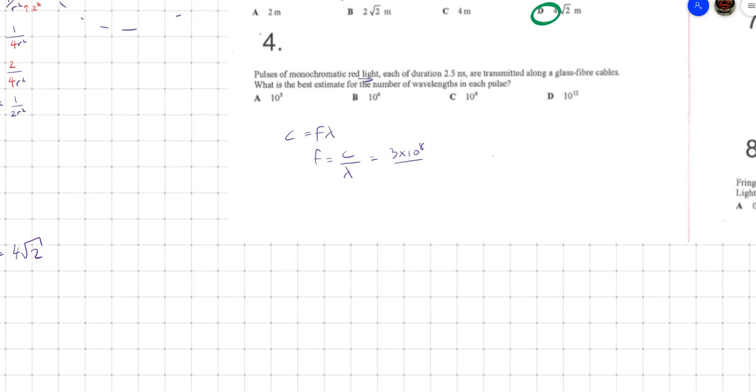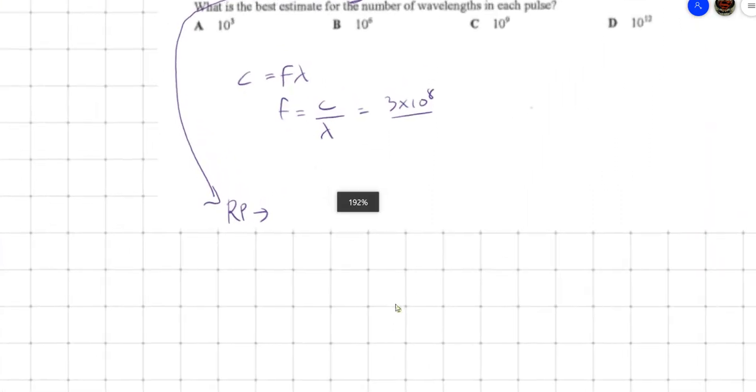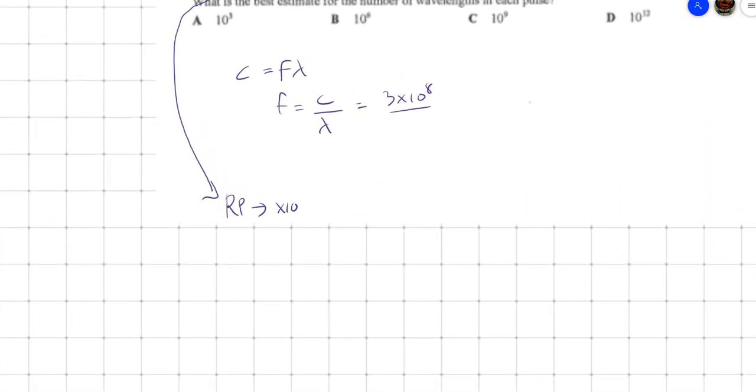The speed of light we know is 3 times 10 to the power 8. Now the wavelength is red light. We've done this in the required practical, the RP, if you remember. So it is times 10 to the power of something in nanometers. I think it was -9, isn't it? It was between 500 and 700 nanometers. So in this case, -9. No matter which one you take, I'm going to take the extreme one, let's say 700.